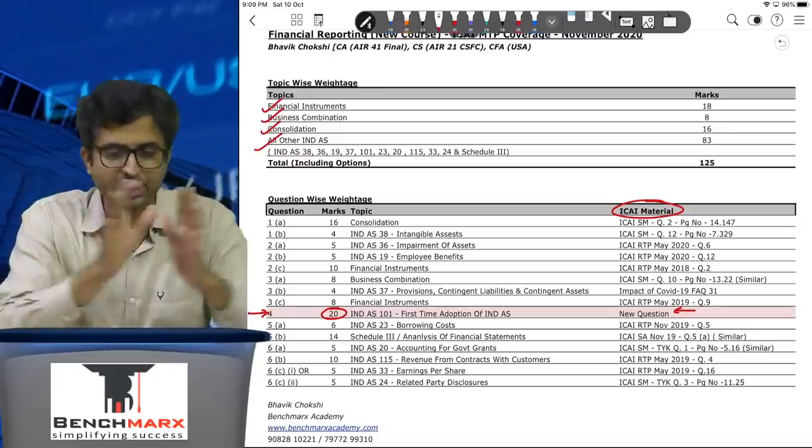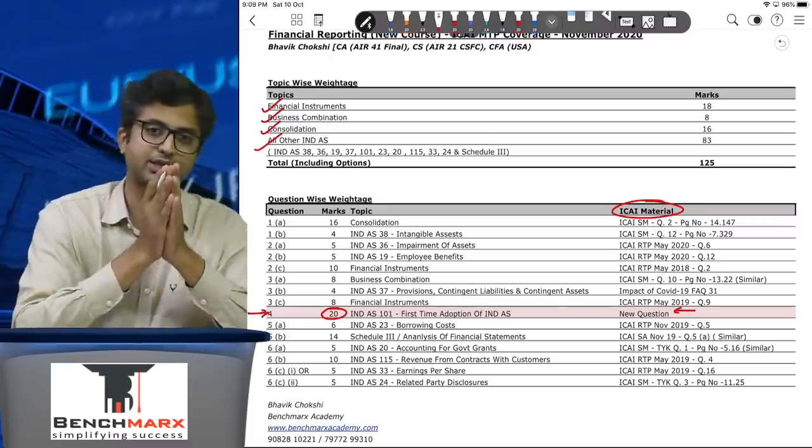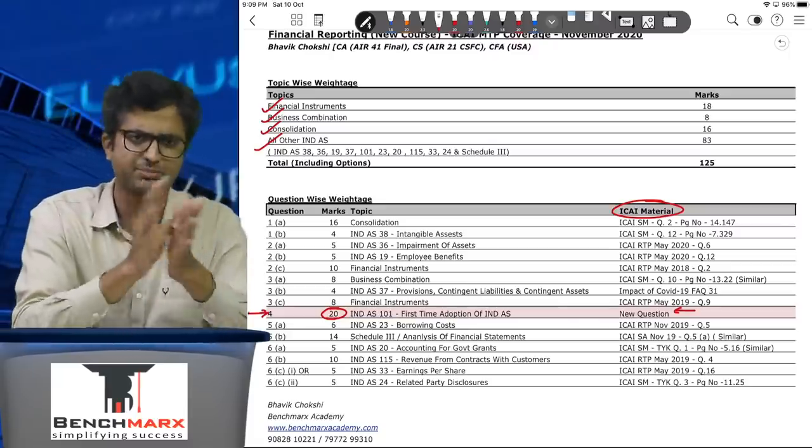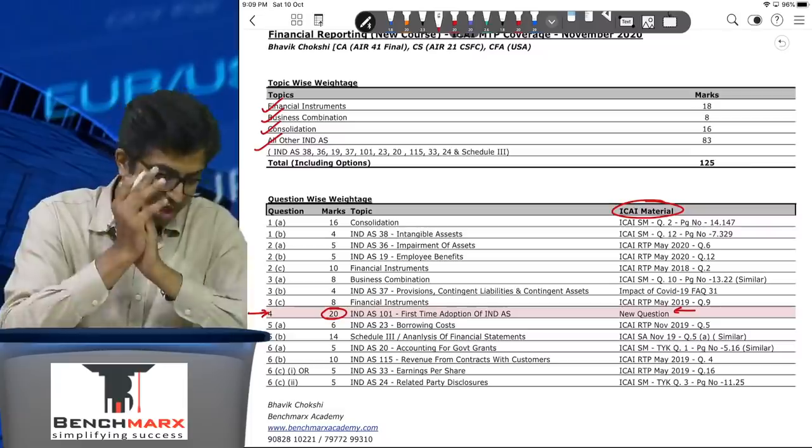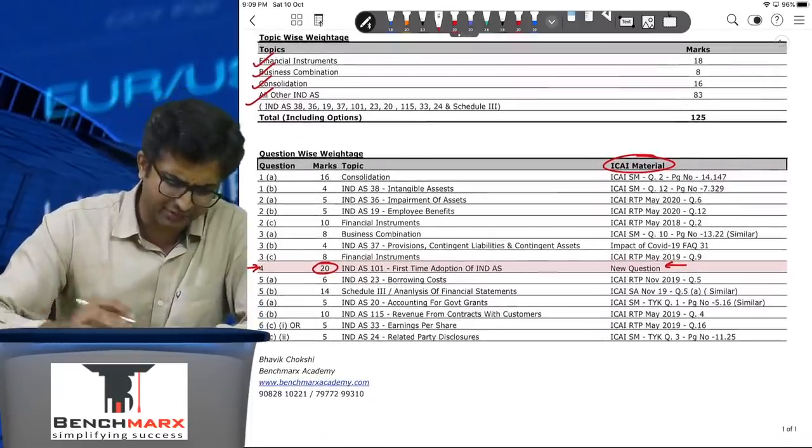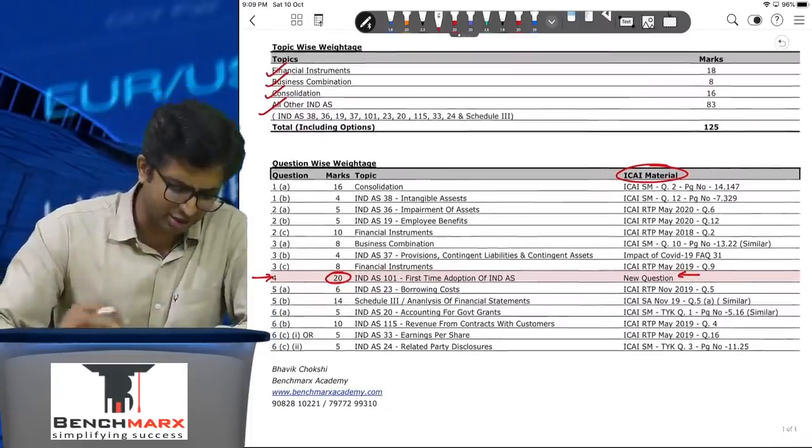So please do refer that. RTP maybe a question has come, MTP also a question has come, so better to refer to it. Fair. So in terms of coverage, I'll just quickly wrap this.